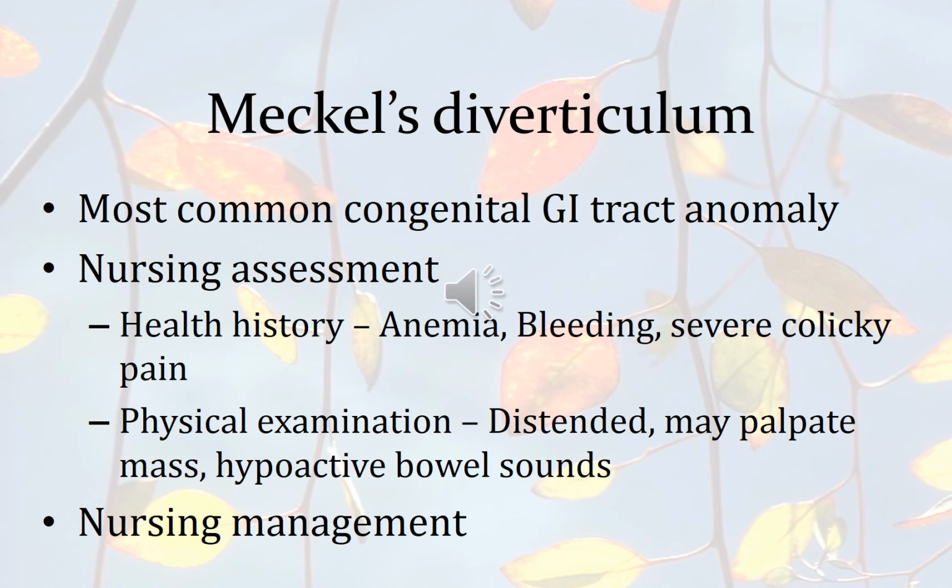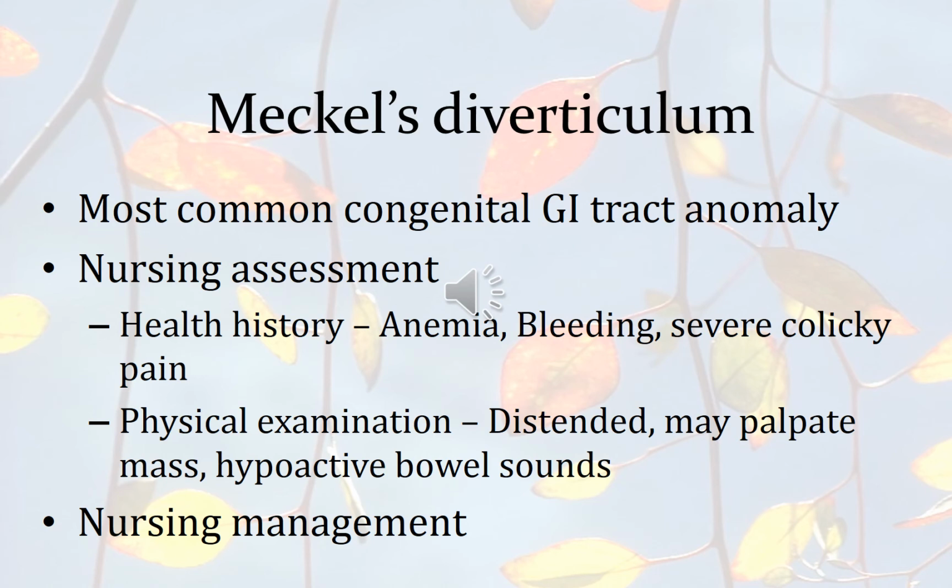Upon assessment that you're doing, you may notice that the child is very anemic. So too, the parents may say they think their child looks really pale. Physical examination, other things you will find, they'll be distended. You may be able to palpate an abdominal mass. And while you're doing your physical assessment, you may note that they have some guarding and there's some rebound tenderness. Also too, these kids will have hypoactive bowel sounds that you'll note.